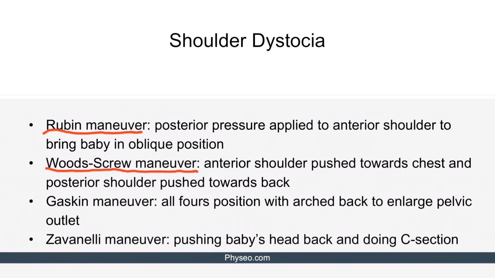In the Wood's screw maneuver, on the other hand, the anterior shoulder is pushed towards the chest and the posterior shoulder is pushed towards the back. The Gaskin maneuver places the mother in an all-fours position with an arched back to enlarge the pelvic outlet. Finally, the Zavanelli maneuver involves pushing the baby's head back into the uterus and doing a C-section.